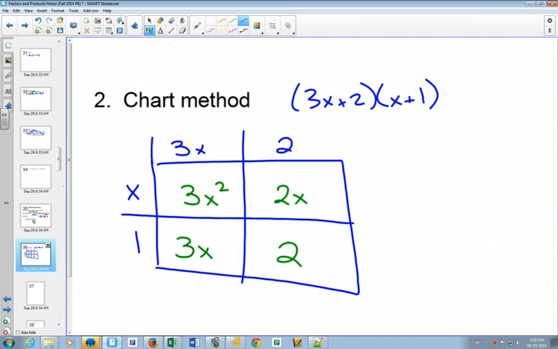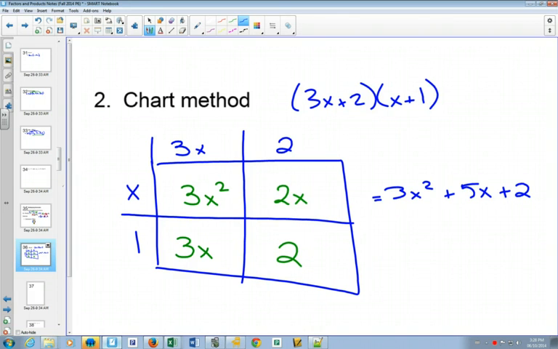And when you write it all out, what do we have? Well, we have 3x squared. The 2x and the 3x are like terms, so you could add them together right away. And you get the exact same answer, but the chart method shows you and fills things in.